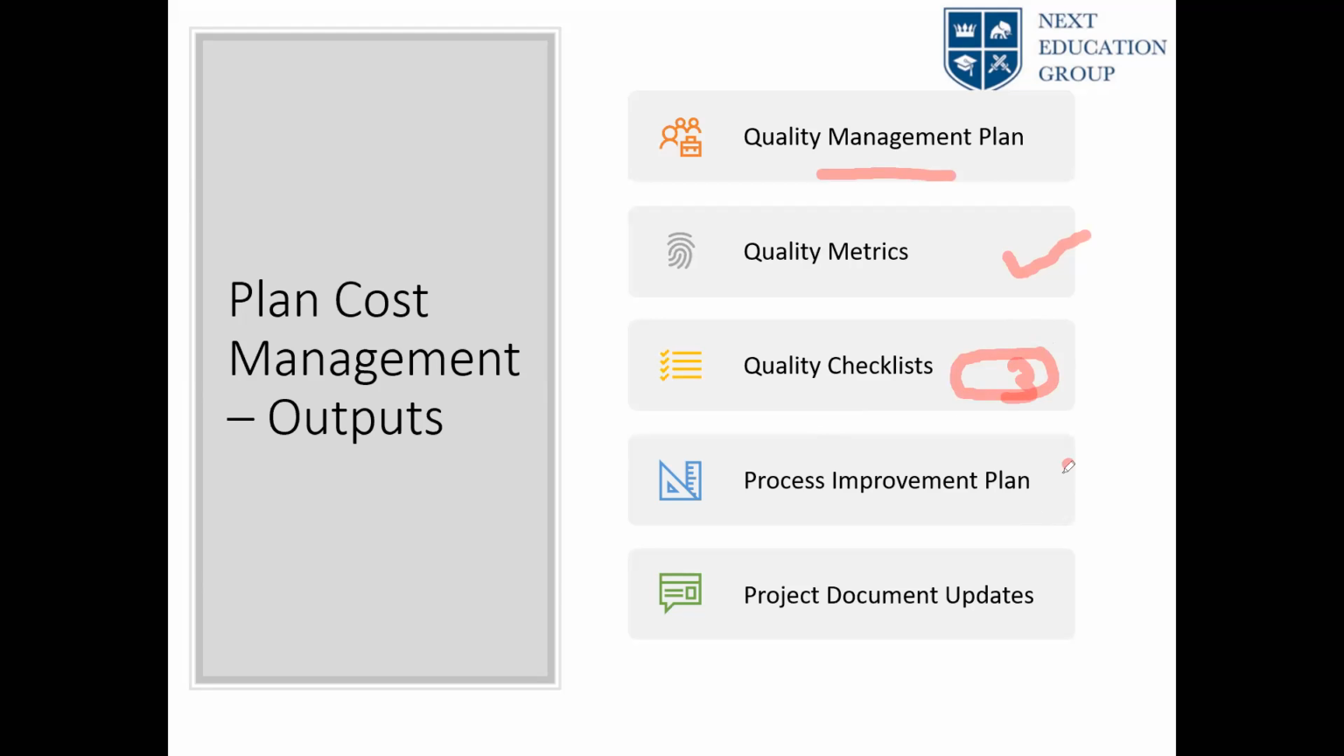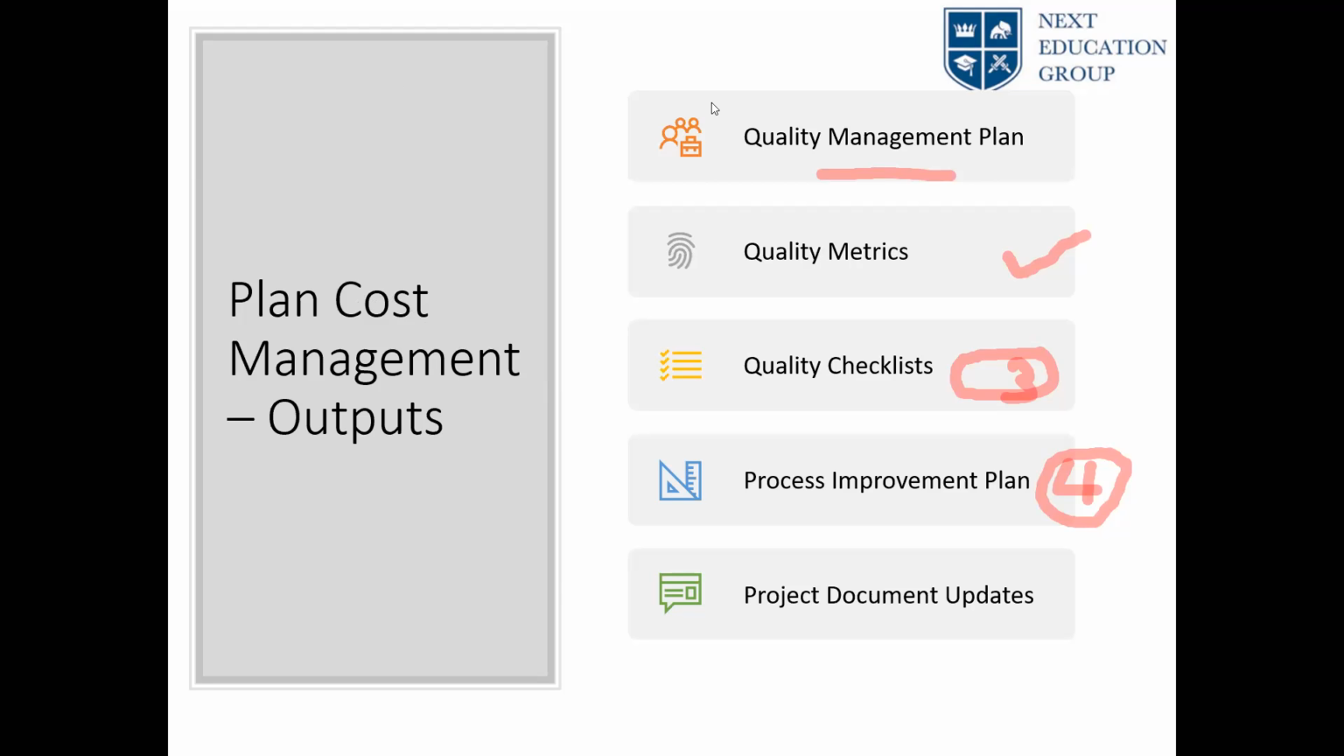Process improvement plan. Now, sometimes, as part of quality management output, you might have a process improvement plan. And finally, you would have updates to project documents, which includes project plan and all that.